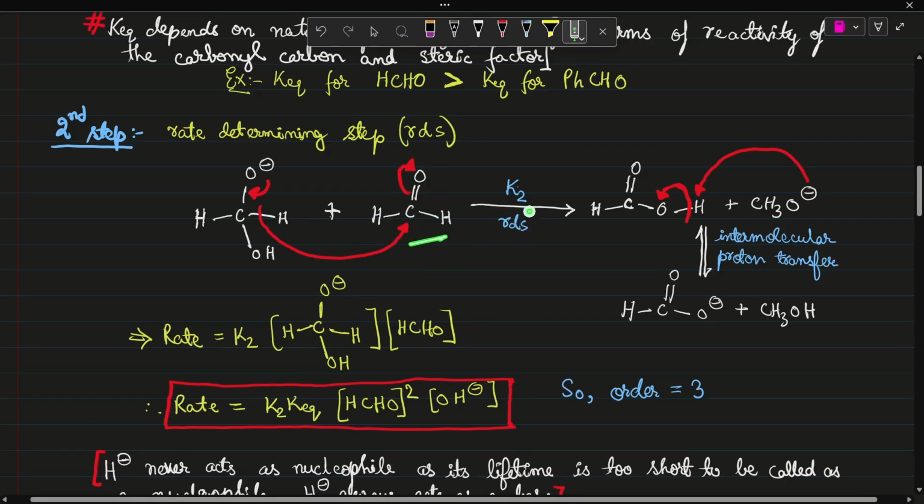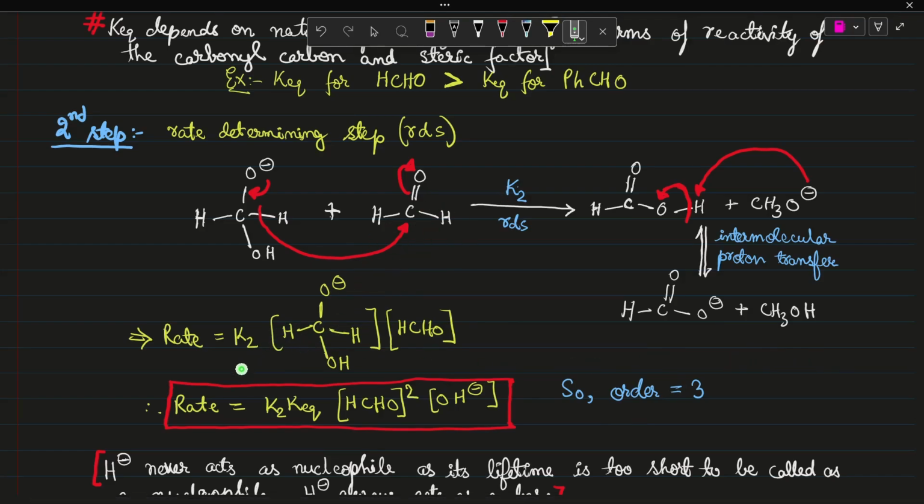So this reaction has a rate constant of K2, which is the rate determining step, and after this attack we get formic acid and a CH3O minus ion. But due to intermolecular proton transfer, this CH3O minus takes the hydrogen from here, and this results in a salt of formic acid and an alcohol. Alright, that is CH3OH.